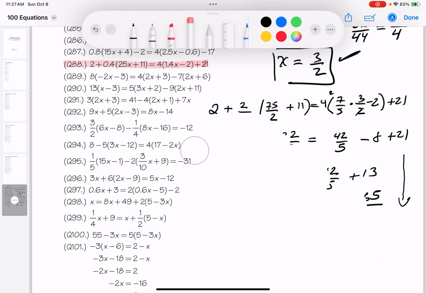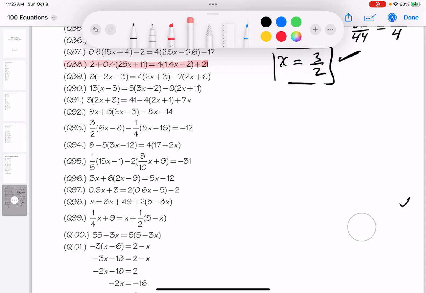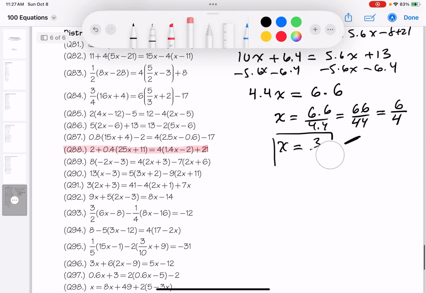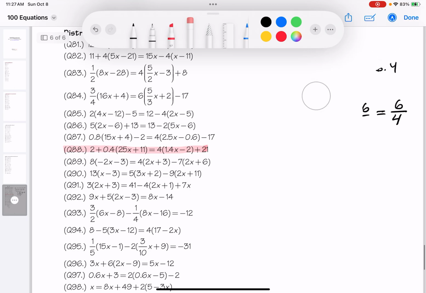I mean, the 3 has worked out nicely. The check didn't work out so nicely. I made a mistake in it. But it did work out. So I'm going to say we're done with 88. And these are much more difficult problems, by the way. Let's go to 89 now.